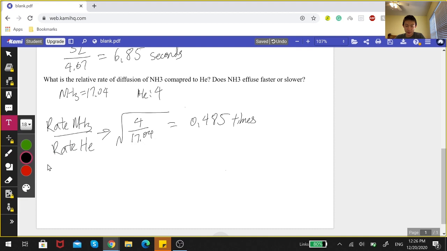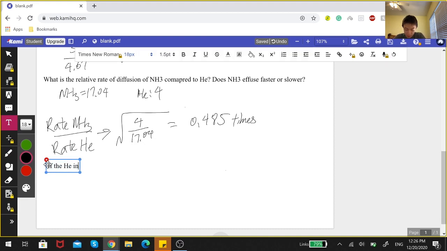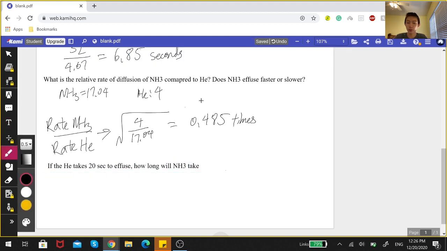Now the follow-up question states, if the He takes 20 seconds to diffuse, how long will NH3 take? He, the faster one, took 20 seconds. So NH3 has to take longer. If we divide 20 by 0.485, a smaller number, we get 41.2 seconds. Now this makes sense: NH3 is heavier, which means it will take longer to diffuse.